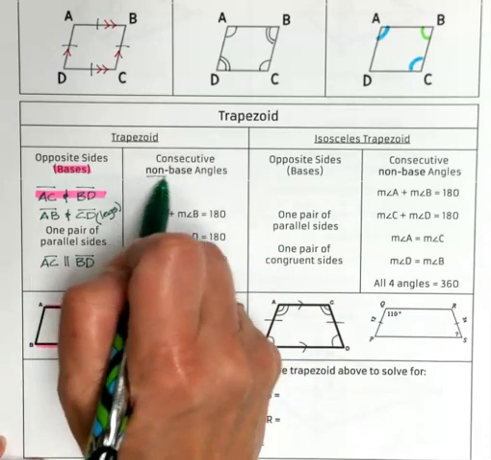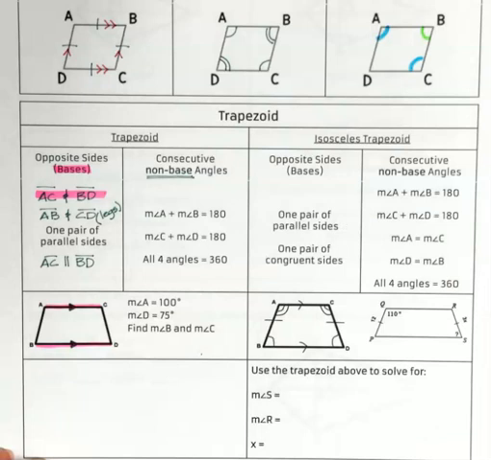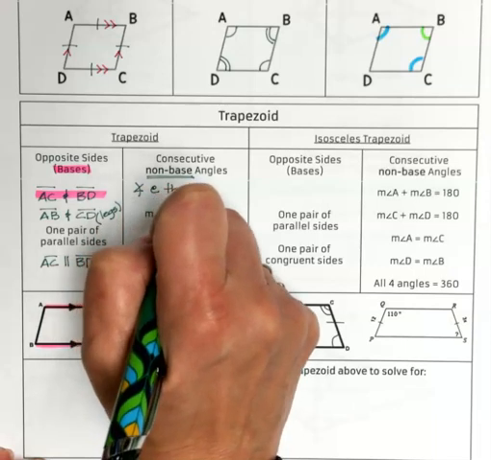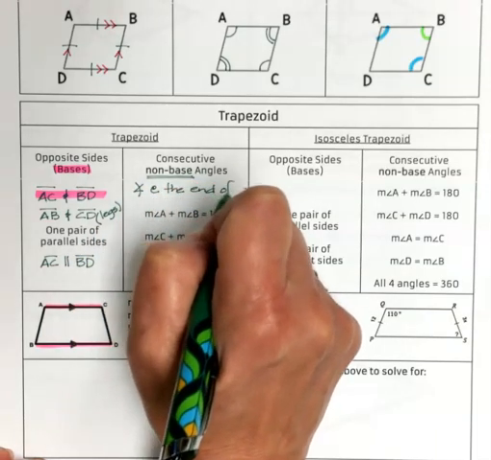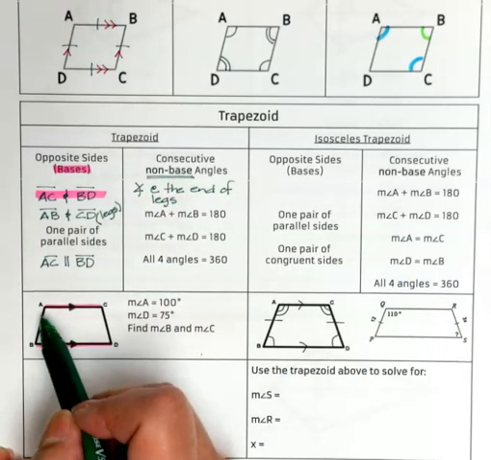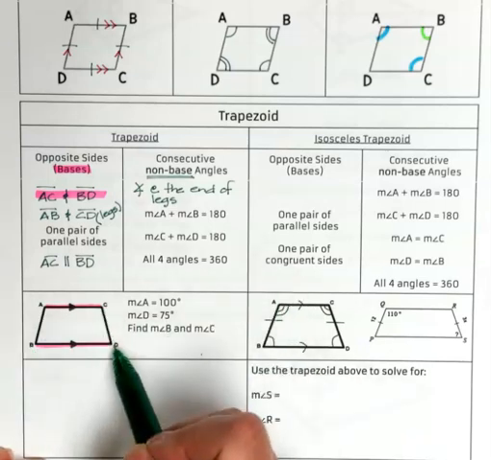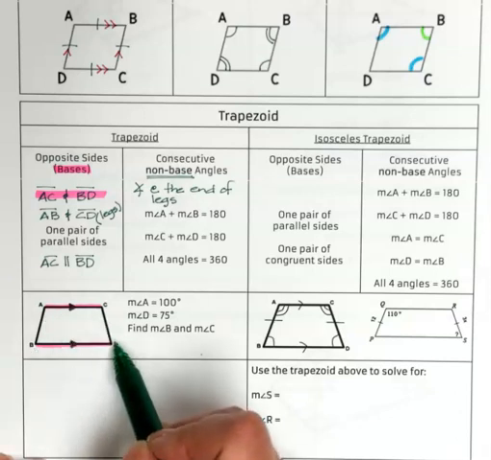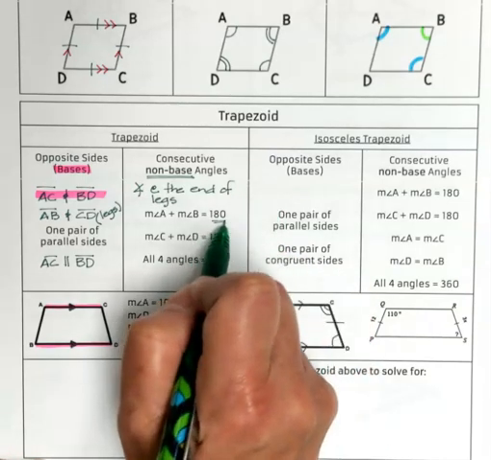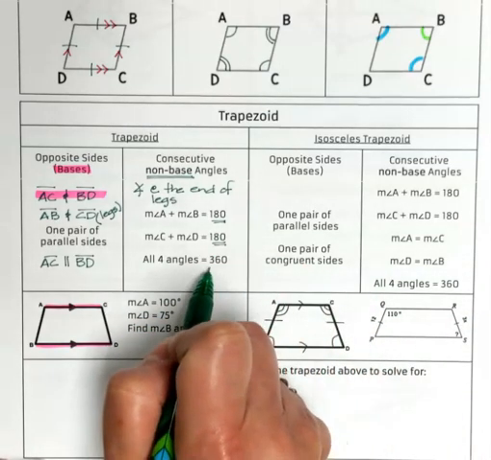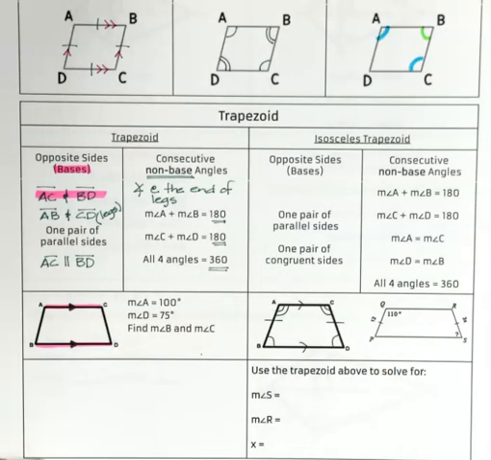Now, consecutive non-base angles. Okay, these are the angles at the end of the legs. So in this case, it would be angle A and B and angle C and D. These are your consecutive non-base angles. When we look at the consecutive non-base angles, they add up to 180, so they are supplementary, and all 4 angles add up to 360.